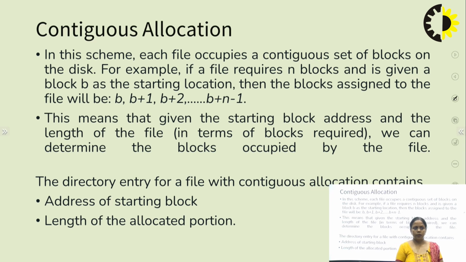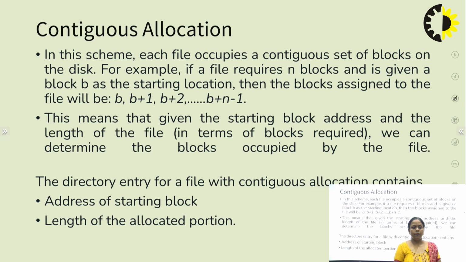Contiguous allocation. In this scheme, each file occupies a contiguous set of blocks on the disk. For example, if a file requires n blocks and is given a block B as the starting location, then the blocks assigned to the file will be B, B plus 1, B plus 2, up to B plus n minus 1. Okay, it means we have contiguous allocation for the file.